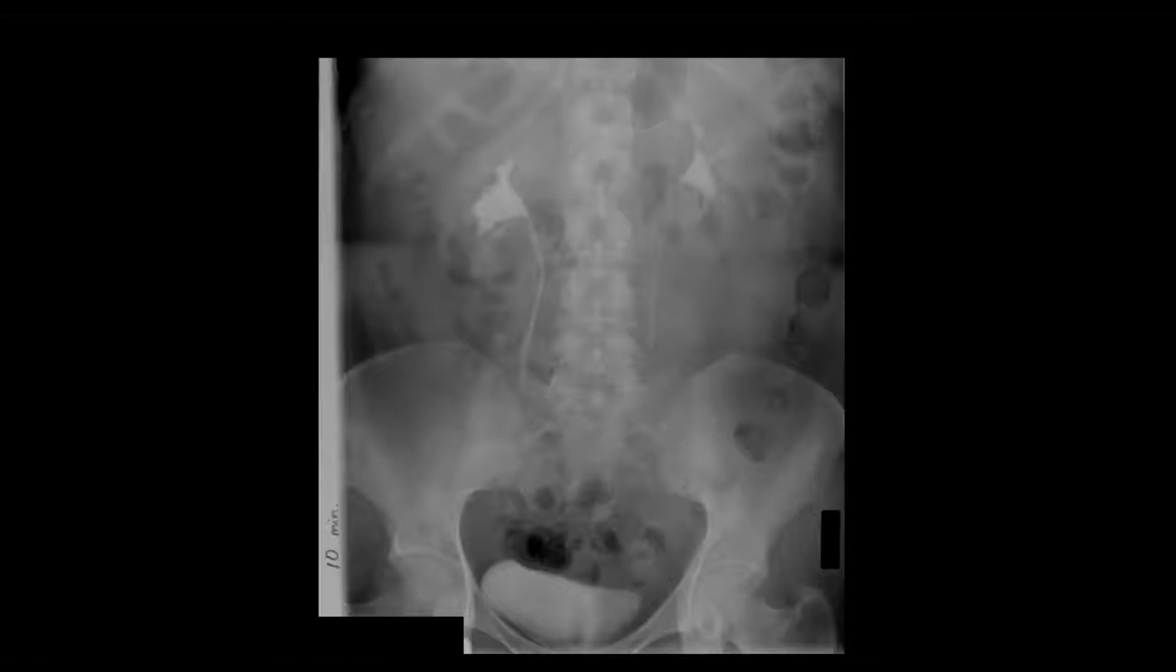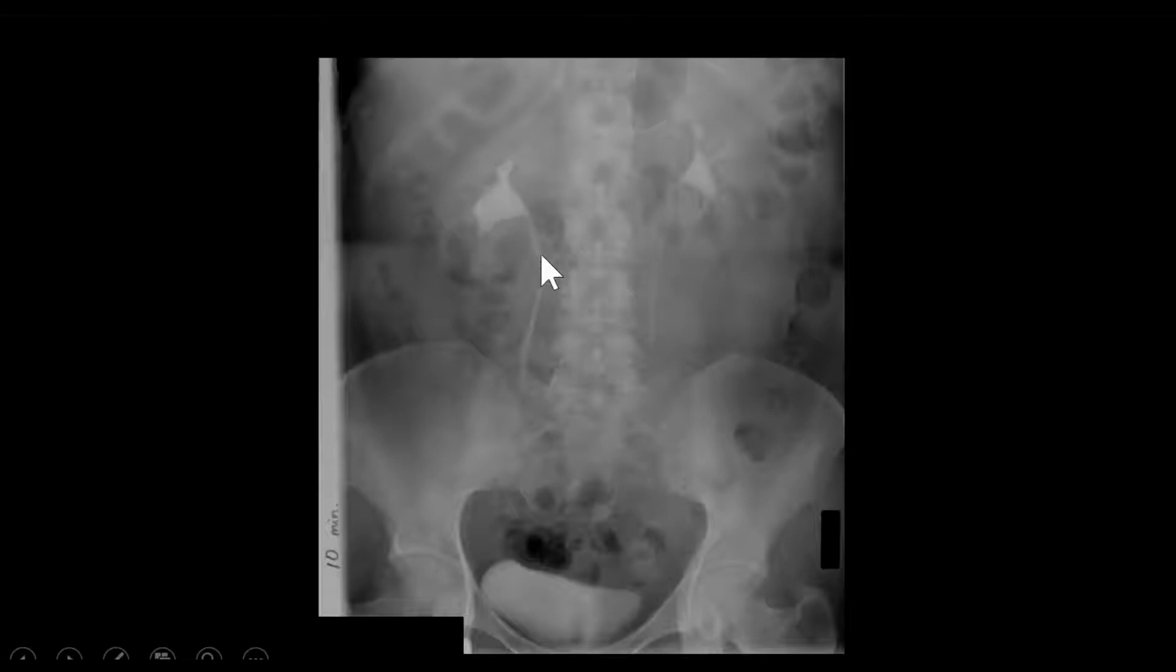So at some point, somebody came up with a great idea. Hey, wouldn't it be neat if we could inject contrast in a blood vessel or give it IV that would show up on x-rays but not kill the patient? That would be cool. So here we did an IVP study where we injected contrast intravenously and we can see the outline of the kidneys.